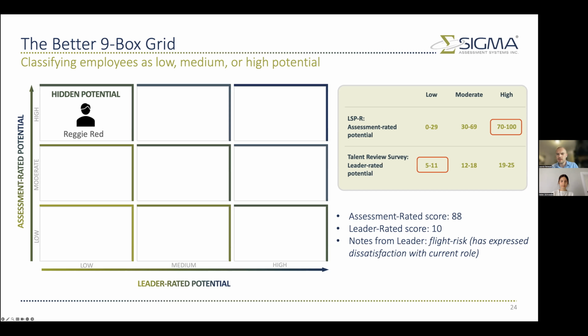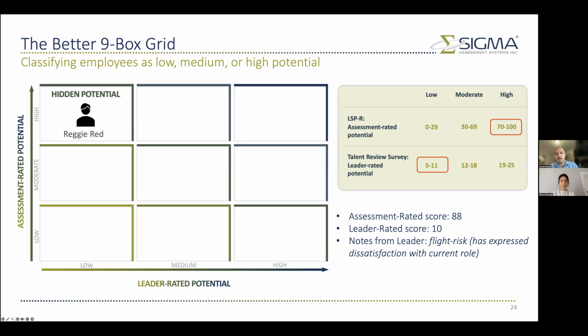And so with an assessment rated potential score of 88 and a leader rated potential score of 10, we would place Reggie into the hidden potential box. And so again, this is not definitive, but it could suggest several things. For example, Reggie's current role might not be a good fit for him, and consequently, there isn't enough opportunity for him to actually express his potential. And so the leader is actually not seeing it.